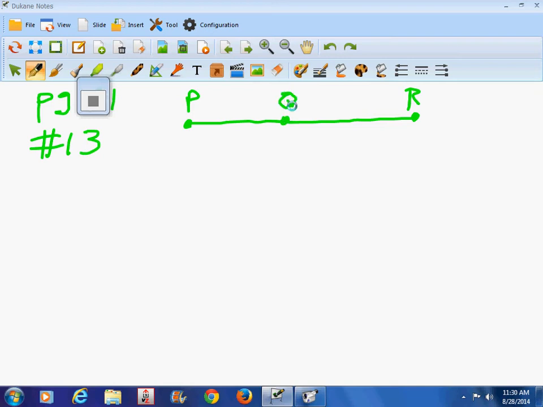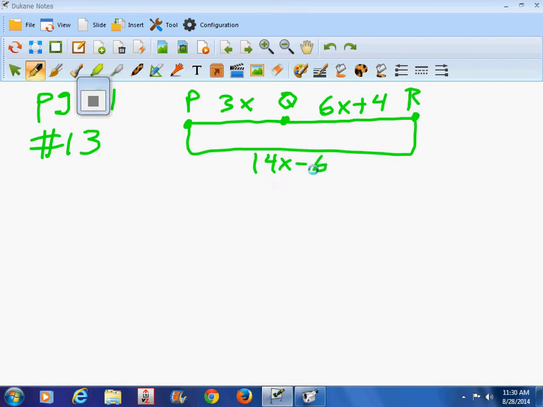Now PQ is 3x, and QR is 6x plus 4. Now, the whole distance all the way across is 14x minus 6. So, when I look at line segment addition, what I'm saying is that PQ, that segment right there, plus QR equals PR. Any questions on how I got to that point? Going from PQ plus QR equals PR.